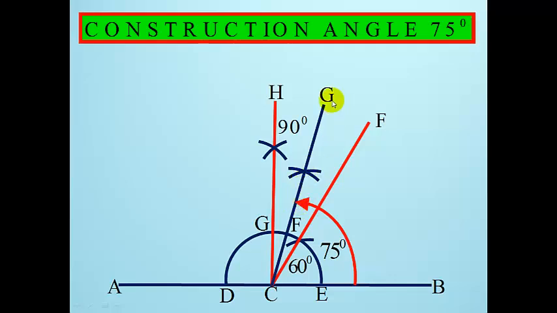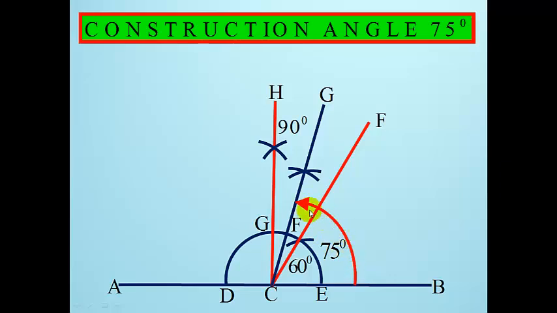Now the angle GCB is a 75 degrees angle, as shown by the help of the arrow. That is the 75 degrees angle. So in general, that is how we construct a 75 degrees angle.